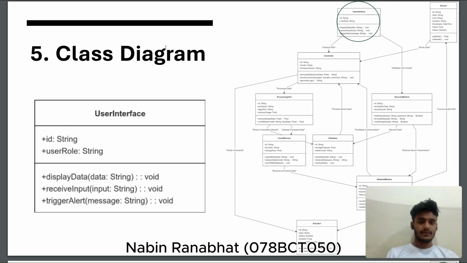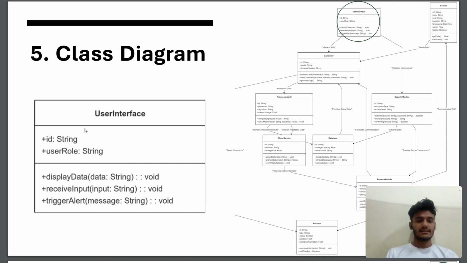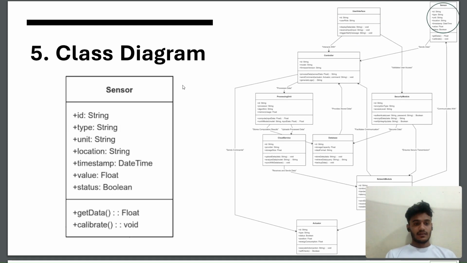So this class diagram represents the cyber physical system in a car manufacturing process. It consists of multiple components working together to ensure smooth operation, automation, and security. So firstly, we have the user interface. The user interface allows human operators to interact with the system. It has attributes such as user role and functions such as display data, resolve input, trigger alert. So it interacts directly with the controller, enabling users to monitor and control the system.